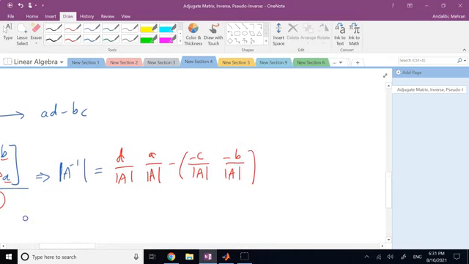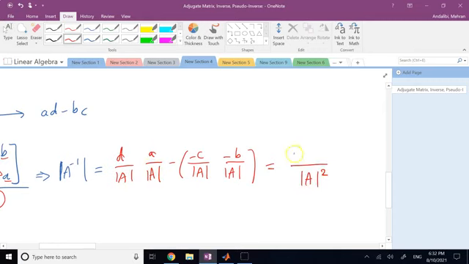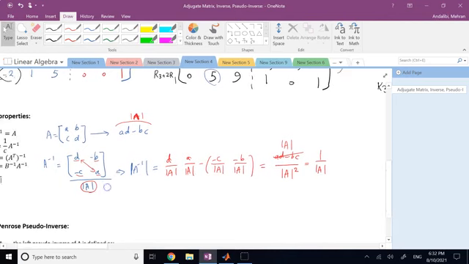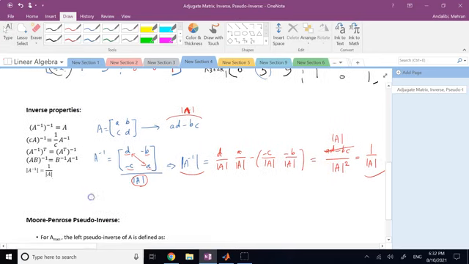Okay, and now if we do it, you see each and every one of them has a determinant of A. When you multiply, you will get determinant A squared. And here you will get AD minus BC, which by the way itself is determinant of A. So if you simplify, you will get 1 over determinant A. Right? So I easily showed you that for a 2 by 2, the determinant of A inverse is 1 over determinant of A. Good. And we can do any other thing that we want. We can work on each and every one of them.